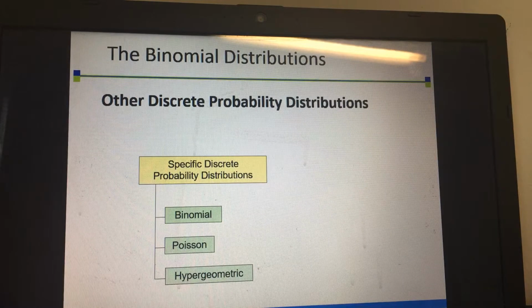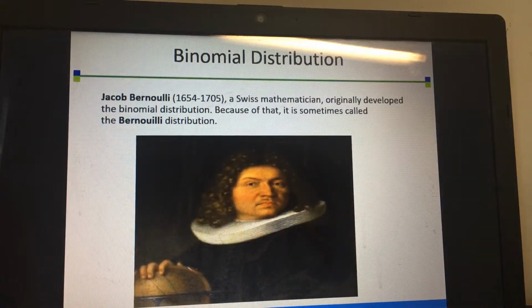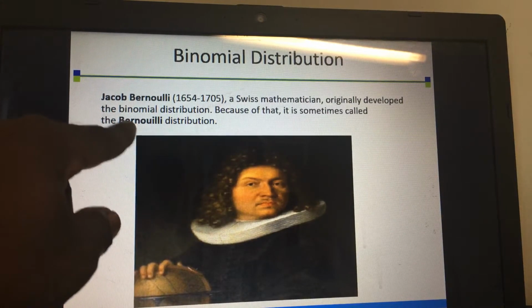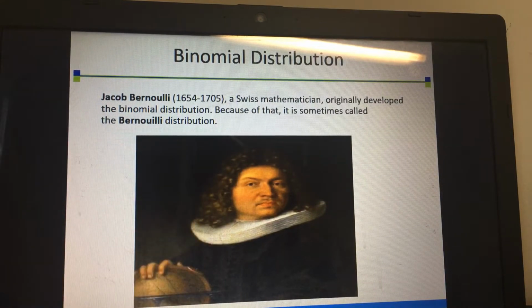Okay. By the time I begin, I believe in giving credit to whom credit is due. When it comes to binomial distribution, it was the Swedish mathematician Jacob Bernoulli that developed this binomial formula. Because of that, sometimes we call it the Bernoulli distribution. And this is Bernoulli right here.